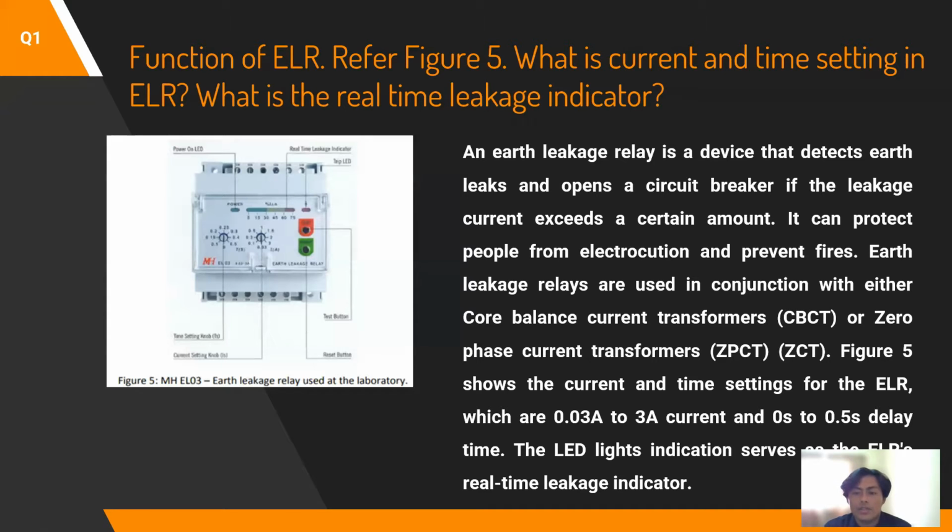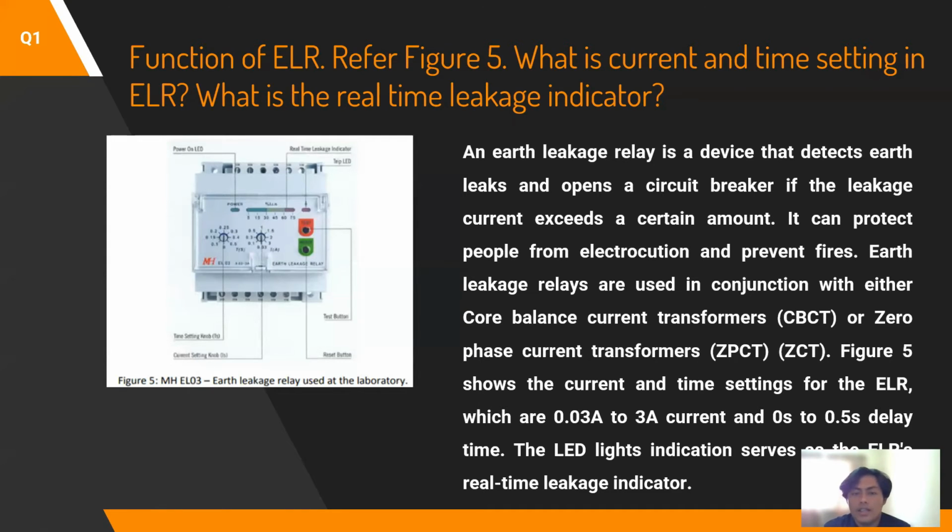Earth leakage relays are used in conjunction with either a core balanced current transformer (CBCT), zero phase current transformer (ZPCT), or core ZCT. Figure 5 shows that the current and time setting for the ELR are 0.03 ampere to 3 ampere current and from 0 second to 0.5 second delay time. The LED light indication serves as the ELR real-time leakage indicator.